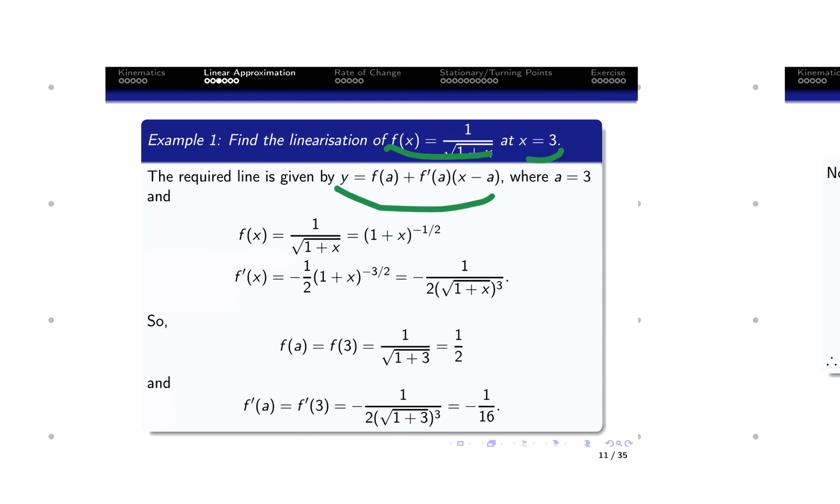So a now is 3. So f of x is 1 over square root of 1 plus x, which is the same thing as 1 plus x raised to the power minus 1 over 2. And I already taught you a sharp way of differentiating this.